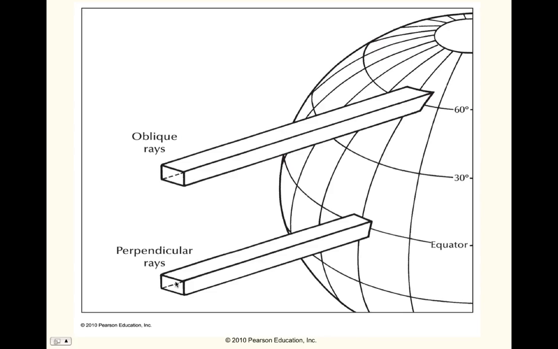Here we're looking at perpendicular rays coming into the equator, which we know is the maximum solar intensity you'll get if it comes in normal to the surface, and more oblique rays coming in at 60 degrees north latitude here, which will be spread out over a greater surface area, thus reducing the intensity.